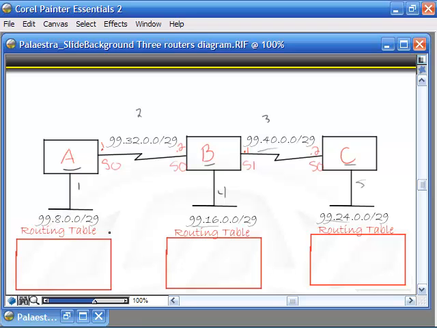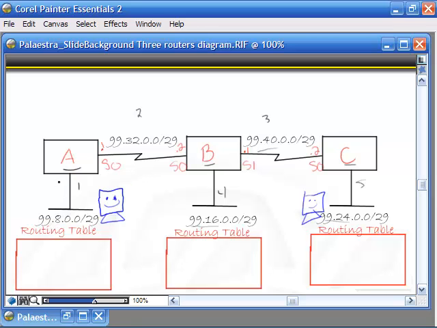But the routing tables here are empty. So let's take a look at what's going to happen with the empty routing table and the importance of having this routing table populated. So I've got a computer over here in the 99.8.0.0 subnet. So here's this guy. He wants to talk to his buddy over here in the 99.24.0.0 subnet. So he wants to send a message to this guy. The routing tables are empty.